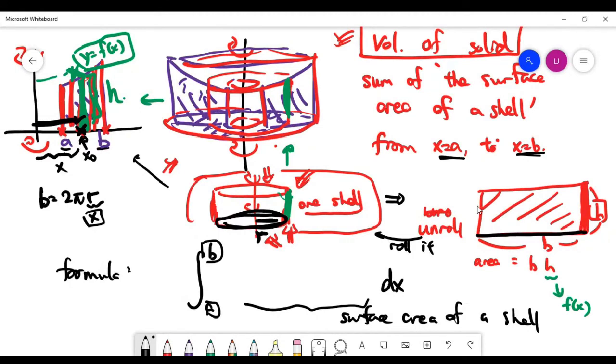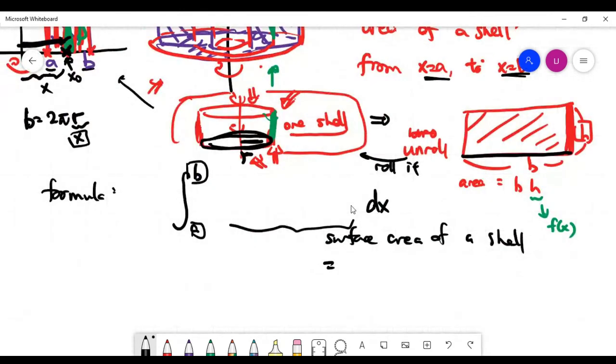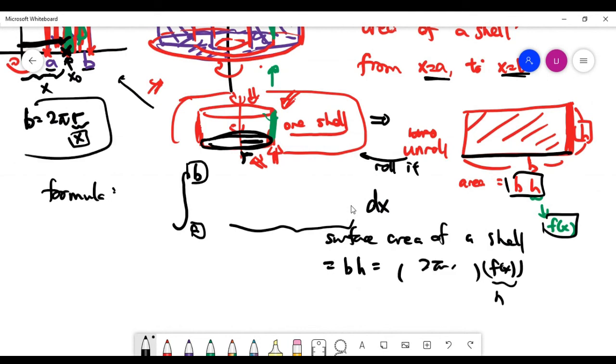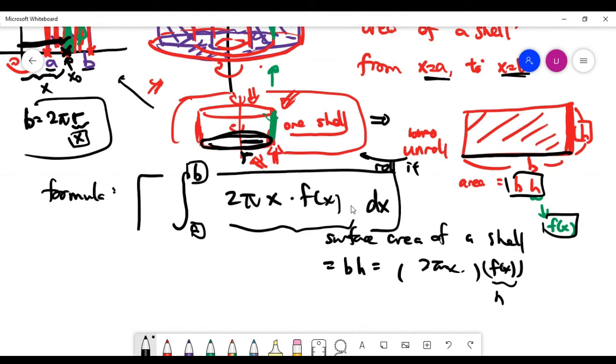So it means we actually get the formula of the surface area of one shell. So I put it here, which is basically the area of this rectangle, b times h, and h is f of x, and b is, as I put it on the top left, 2 pi x. So I put the formula as 2 pi times x times f of x. That's it. Basically, that's the formula to find the volume of the solid generated by using the y-axis as the rotation axis. And let's do a simple example now.